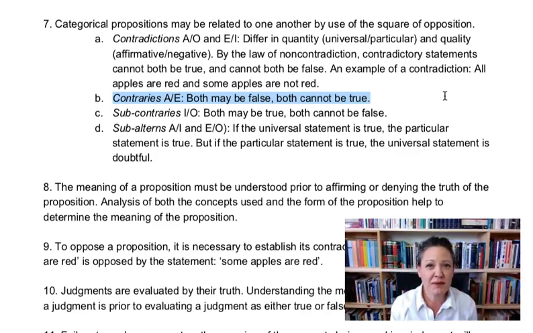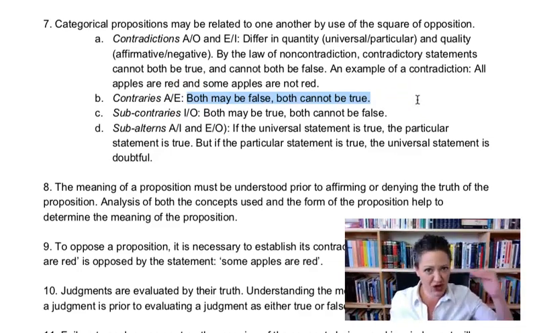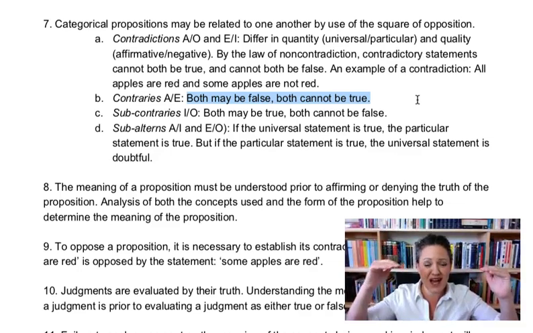So that's probably where this question about binary thinking is coming up: people arguing two false judgments. So the rules for contraries: both may be false, both cannot be true at the same time. If all apples are red is true, no apples are red is not true. It's false.